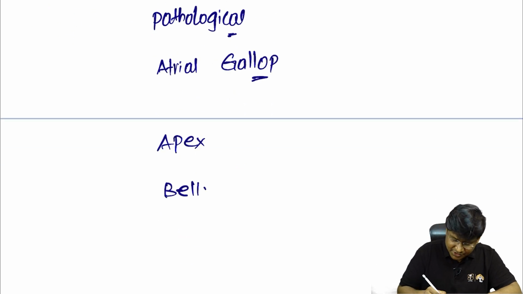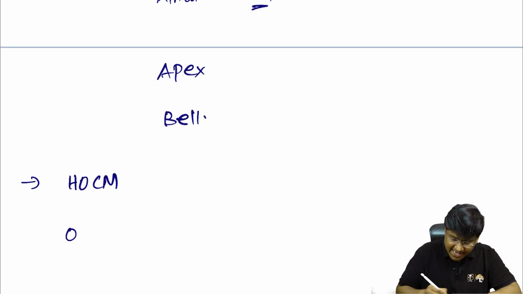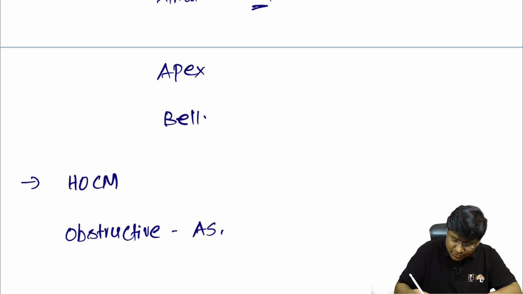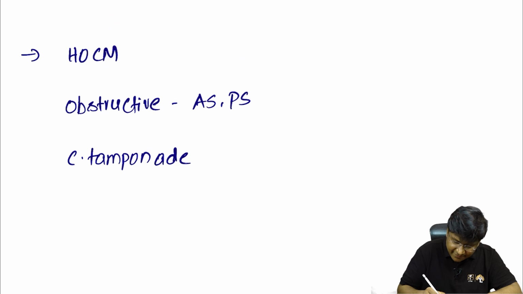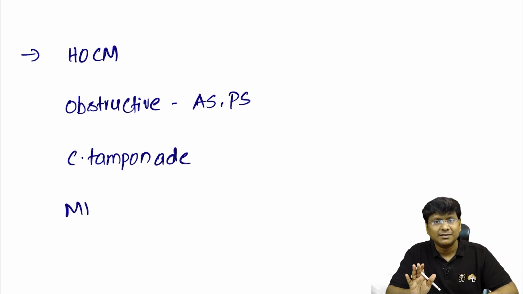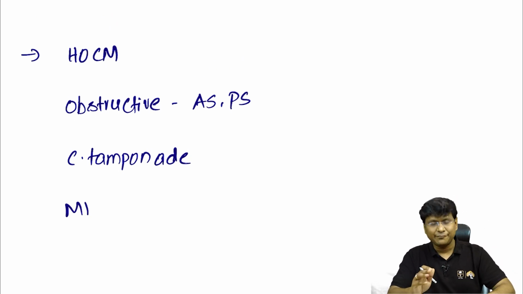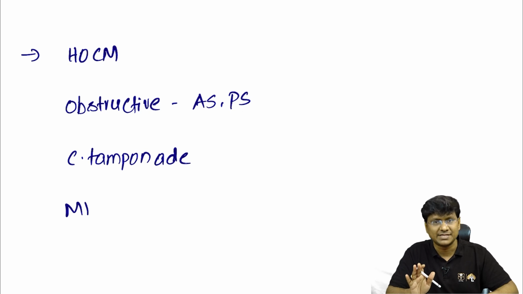Now, the conditions where you have the pathological S4 are hypertrophic obstructive cardiomyopathy, and obstructive valvular heart diseases, which include aortic stenosis and pulmonary stenosis. Then cardiac tamponade, and you will also be able to listen to the fourth heart sound in patients with myocardial infarction. So these are the conditions where you will have pathological S4.